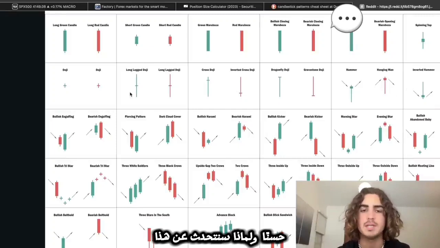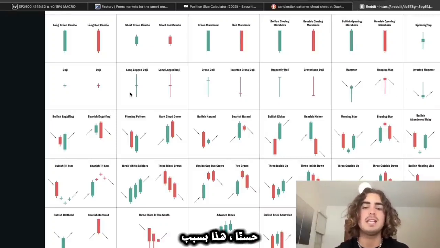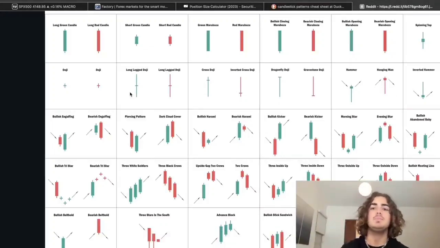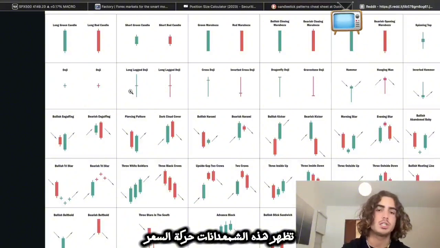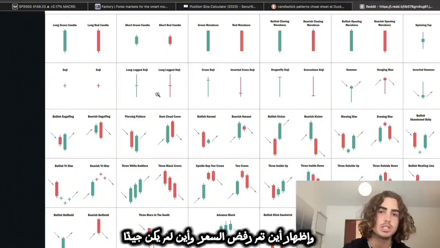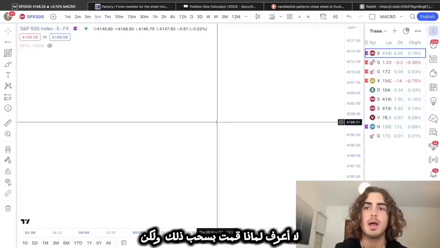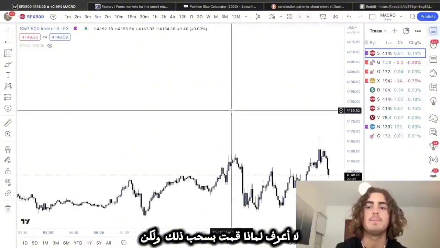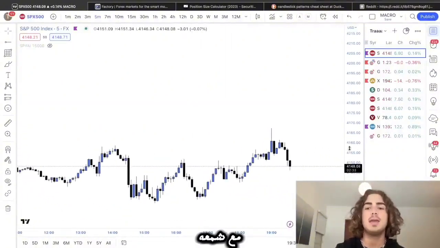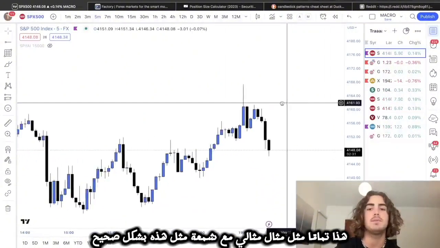And why are we going to be talking about this? It's because these candlesticks are showing price action and showing where price rejected and where it didn't. So if I can just find these on the chart. I don't know why I pulled that up, but with a candle, this is just like a perfect example.